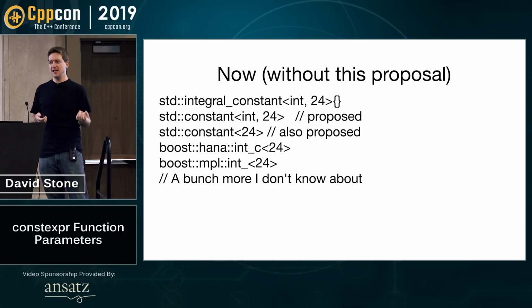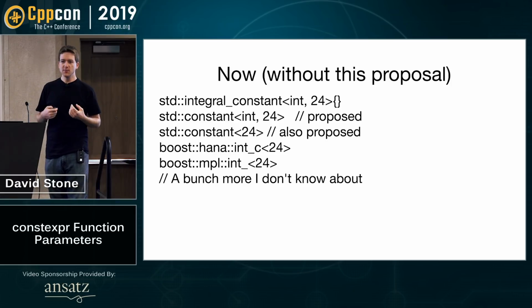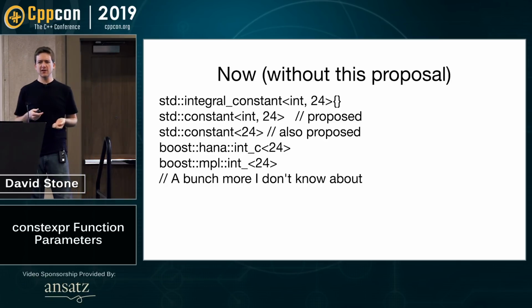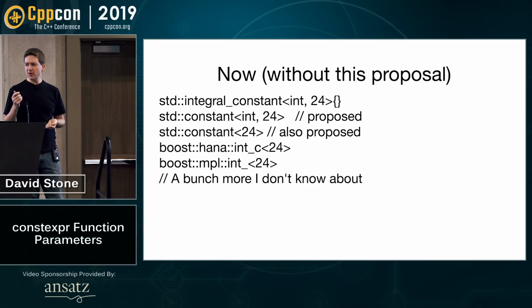We can encode arbitrary values in types. HANA has int_c, following the lead of MPL int_, more ways to encode values in types, but trying to get the syntax a little bit shorter. And there's a bunch more I don't know about. This is what I think the number 24 should look like.